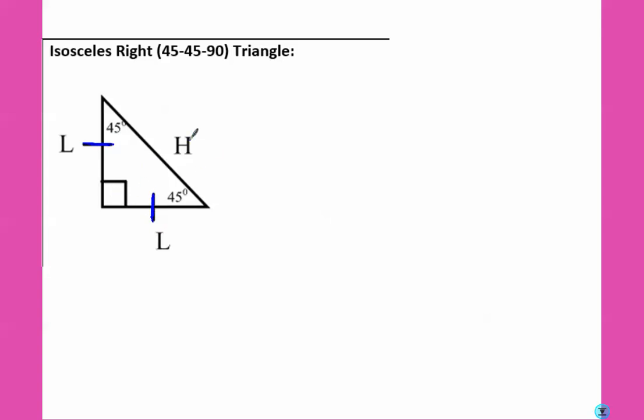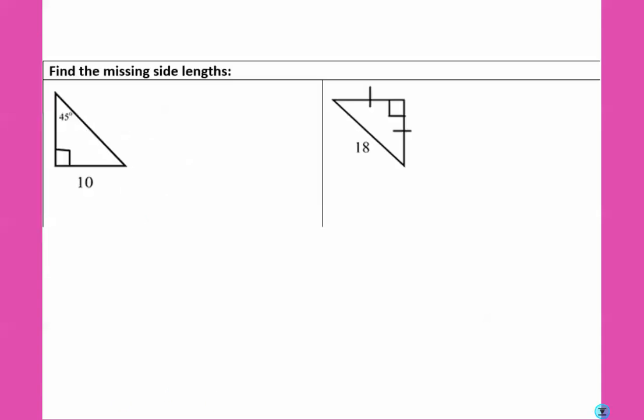If we want to find the hypotenuse, the rule for the hypotenuse is that it's always equal to the leg times the square root of 2. So you're going to have to memorize that. The hypotenuse is the leg times the square root of 2. So let's use that to help us find the missing side lengths.